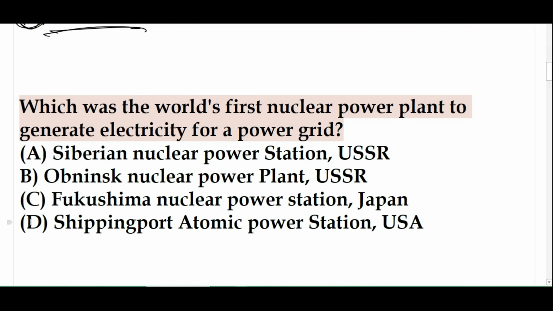Which was the world's first nuclear power plant to generate electricity for a power grid? Answer is B. Obninsk Nuclear Power Plant, USSR.